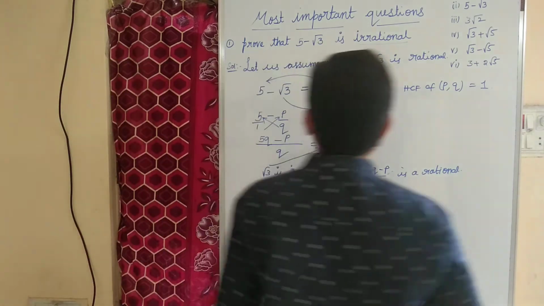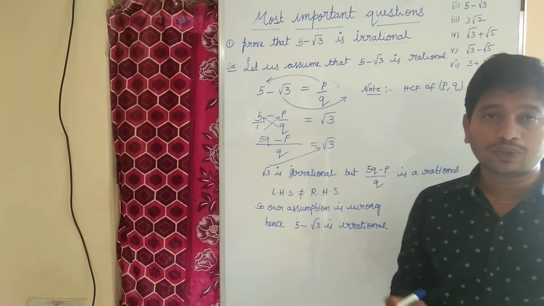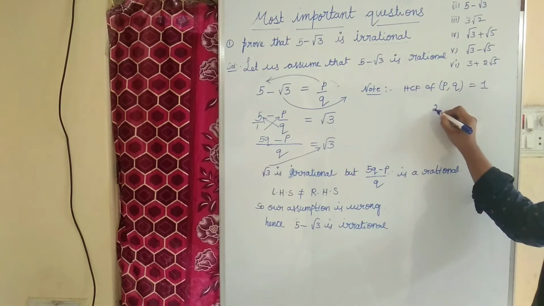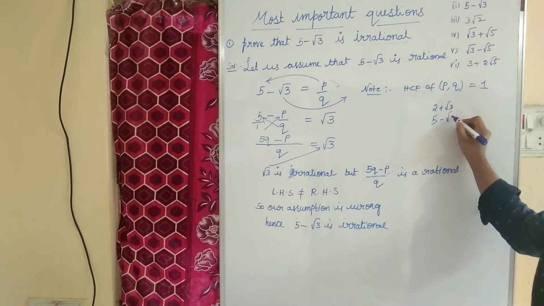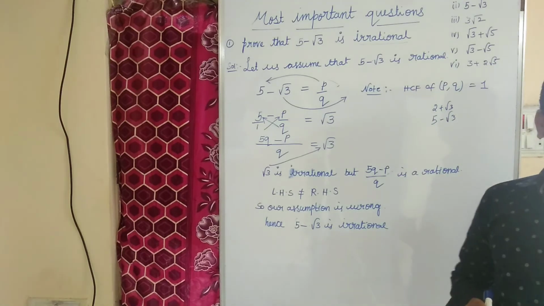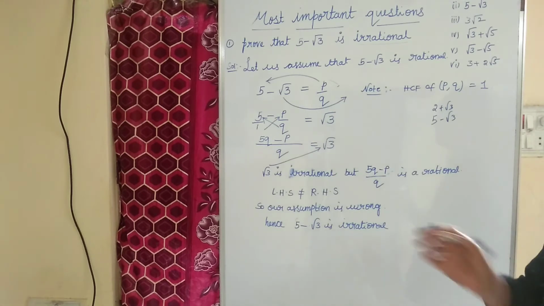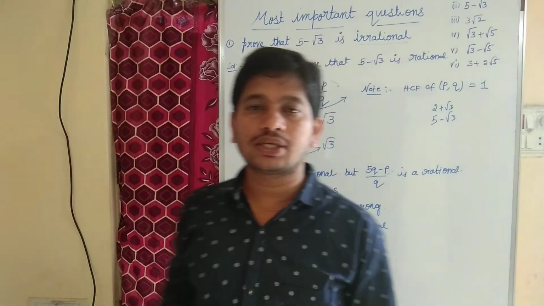The difference between problem number 1 and problem number 2 is that in the first problem we took 2 plus root 3 and in the second problem we have taken 5 minus root 3. So the method is the same, only the transposition you have to see, that's all.